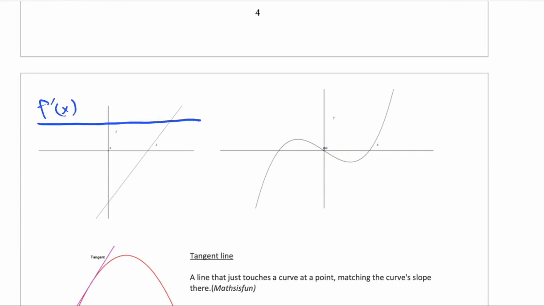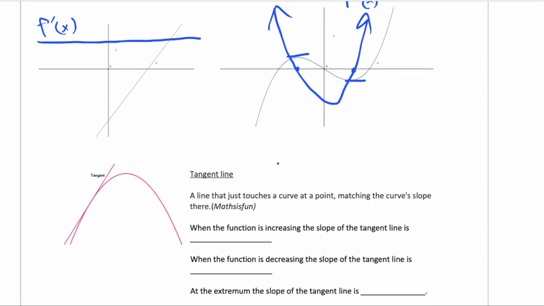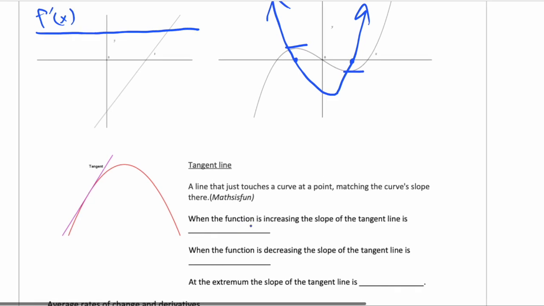Here we have another cubic, so it's very similar to before. We're going to have tangent lines where the slope is 0 here and here. So you're going to get another quadratic for the derivative. Okay, so it's all about the tangent line. When a function is increasing, the slope of the tangent is positive, as you can see in the picture. When it's decreasing, it is negative.